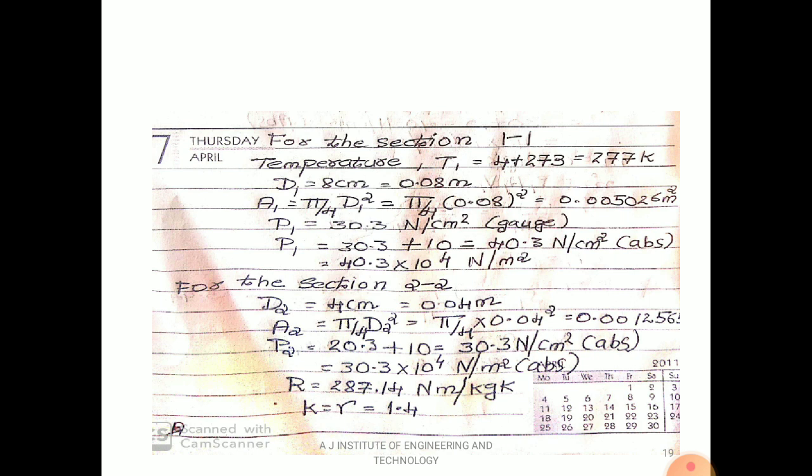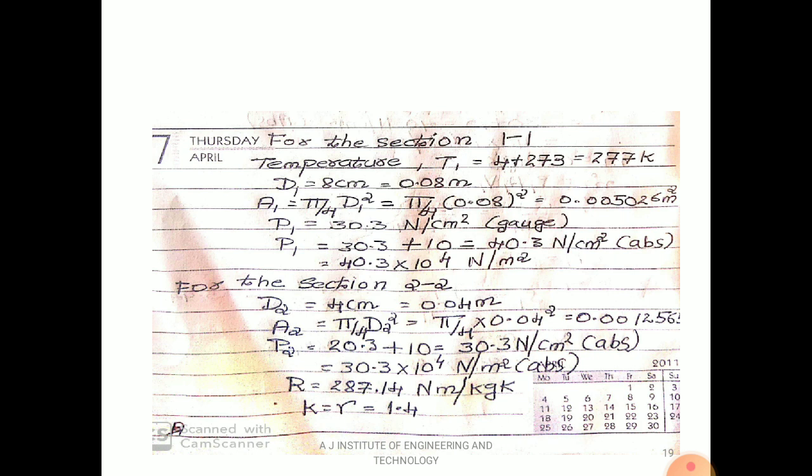0.001256 meter square. So pressure, again it is given as gauge pressure. Convert from gauge to absolute pressure just by adding atmospheric pressure, that is 10 Newton per centimeter square. So 20.3 plus 10 gives 30.3 Newton per centimeter square absolute. Now the problem is not solved still. You have to convert from Newton per centimeter square to Newton per meter square. Don't forget this step. So that can be done like this, equal to 30.3 into 10 to the power 4 Newton per meter square. This is absolute pressure.